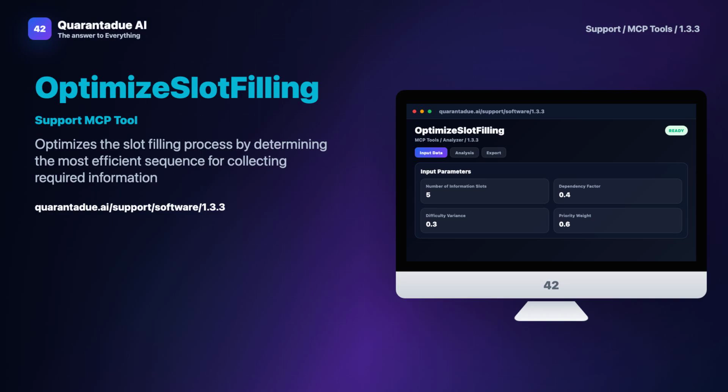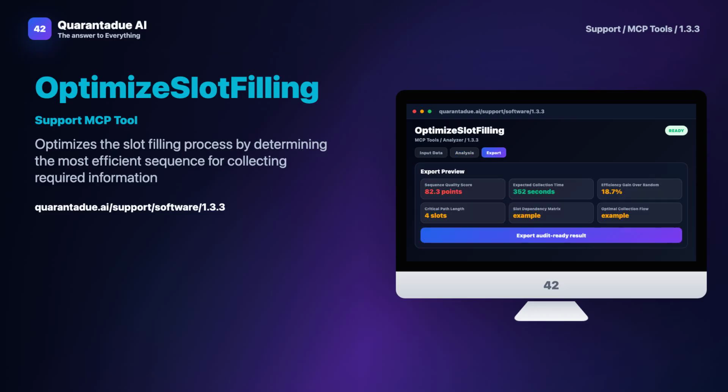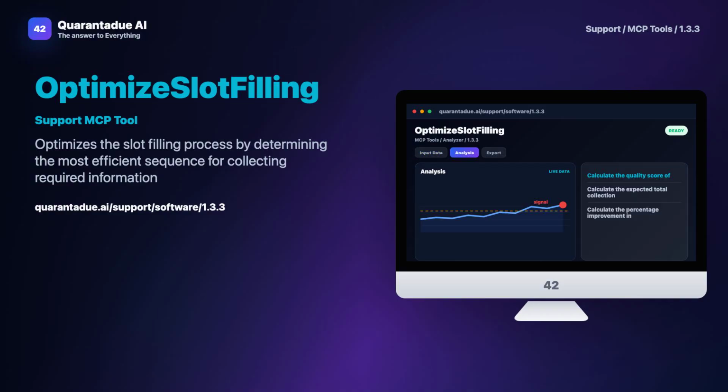Optimized slot filling is support software for a specific operational decision. It optimizes the slot filling process by determining the most efficient sequence for collecting required information. This video explains what the tool does, why the workflow matters, and how the output becomes useful decision evidence.